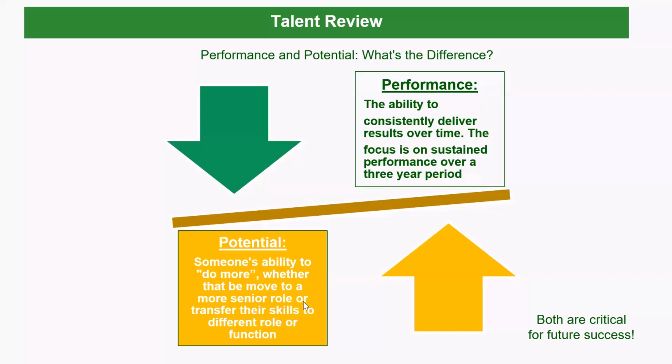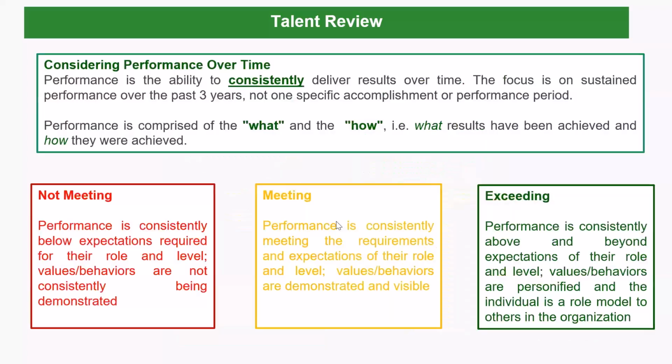Then the next is the potential, which I've defined here, as someone's ability to do more, whether that person can be moved to a more senior role or transfer their skills to different roles. Now, performance is not difficult for us because most of the time we have how we calibrate people's performance: not meeting performance, meeting performance, and exceeding performance.